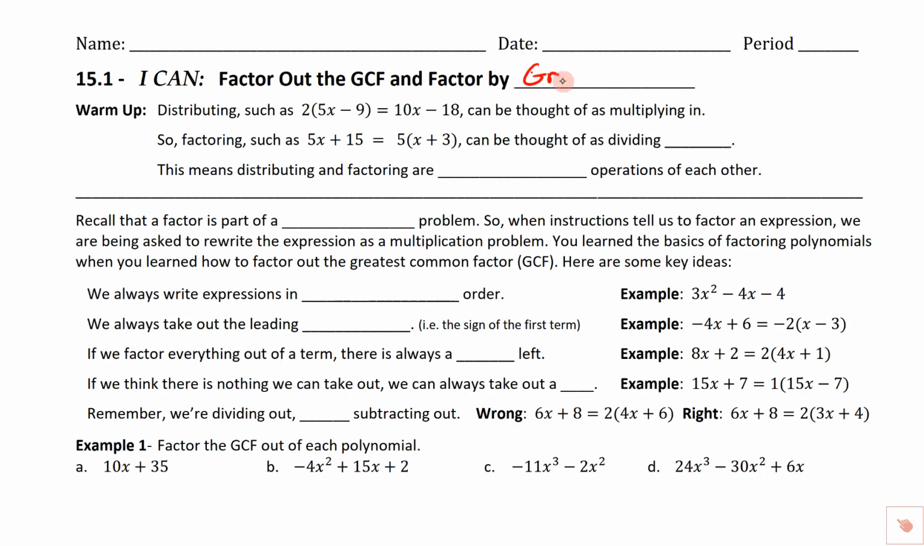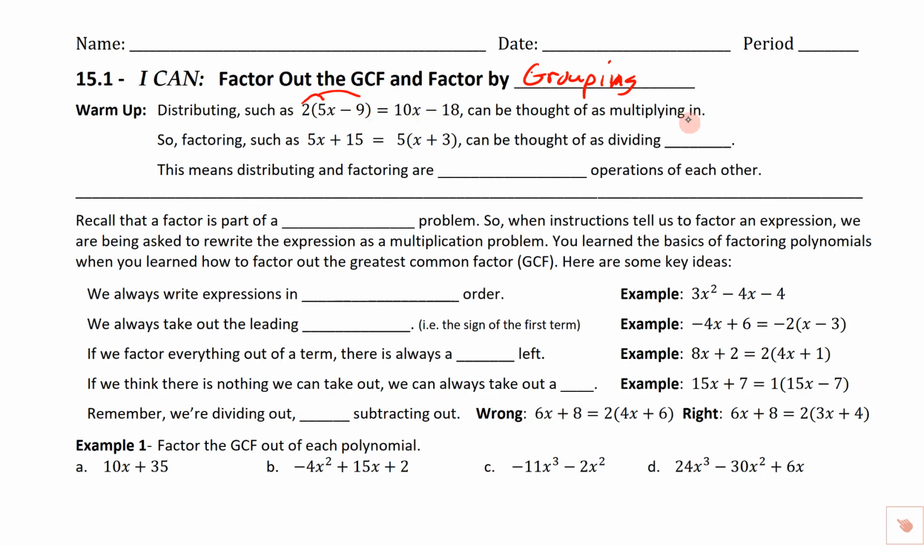So let's write the word grouping right here. So factor by grouping. And the warm-up starts off like this. I'm hoping some of this sounds familiar. Distributing such as 2 times the quantity 5x minus 9. When we do that multiplication, we're going to distribute in. So we get 2 times 5x, that's 10x, and 2 times negative 9, keeping track of the signs. So we get 10x minus 18.